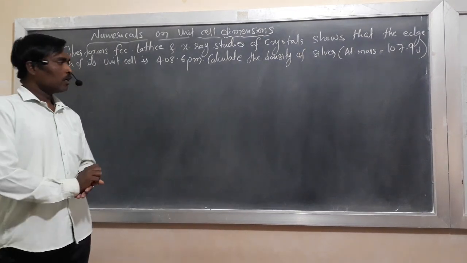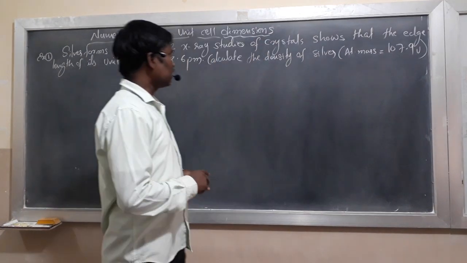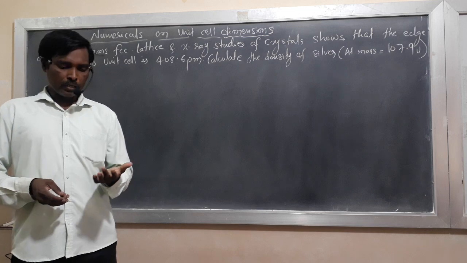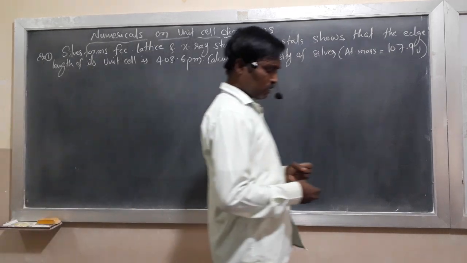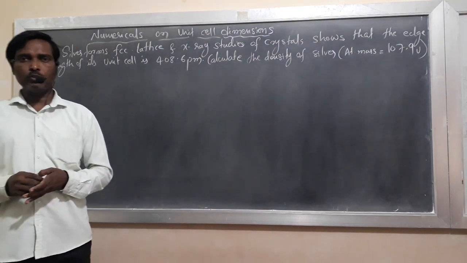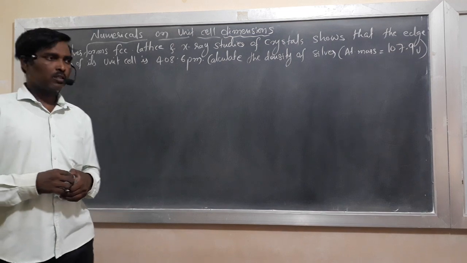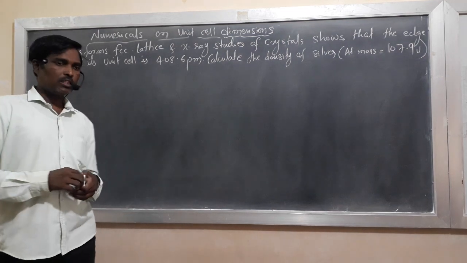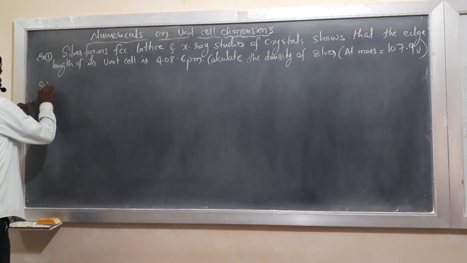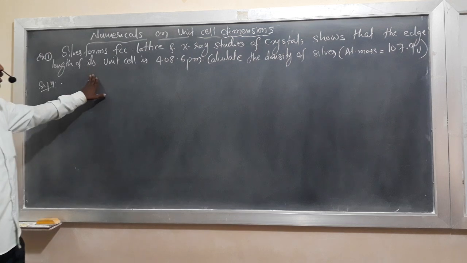Hello students, today we are solving some numericals on unit cell dimensions. In my previous lecture also, I have done a few numericals where I calculated the formula of the compound, and also I calculated the edge length when the radius is known and also the radius when the edge length is given. Okay. Now the next numericals on the unit cell dimensions.